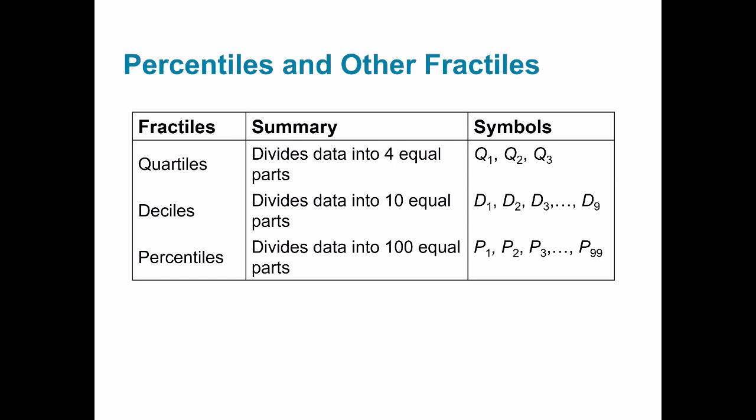And so the notation we use for these: we use Q1, Q2, Q3 for quartiles. Similarly, we would use D1, D2 up to D9, or P1, P2 up to P99, to talk about deciles and percentiles, respectively.